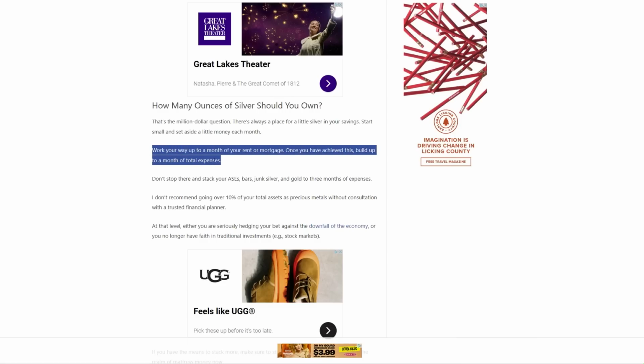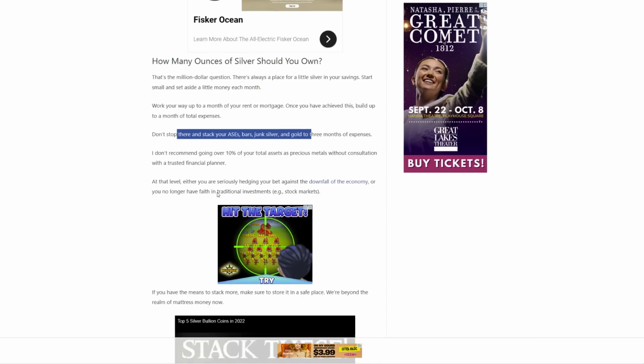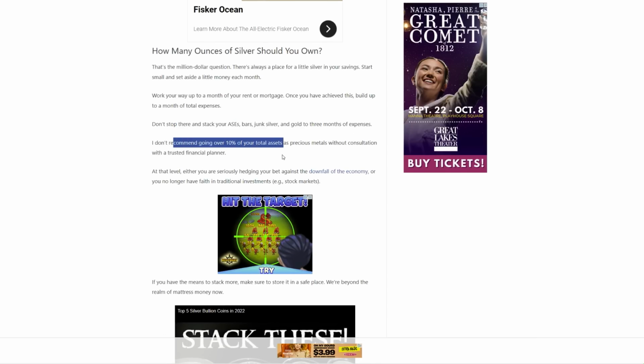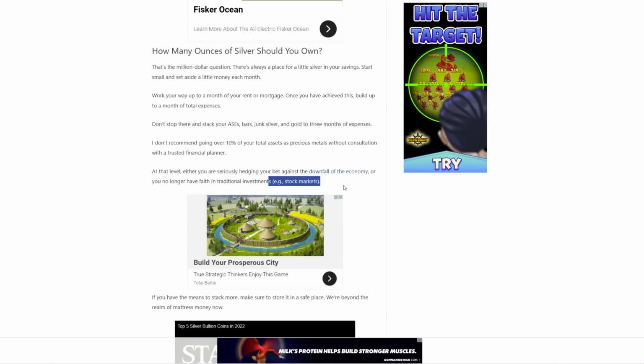So I like how they say work your way up: your rent or mortgage, to be able to afford 1 month and then go to 3 months. Don't stop there, and stack your ASCs, bars, junk silver, and gold to 3 months of expenses. I don't recommend going over 10% of your total assets as precious metals without consultation with a trusted financial planner. At that level, either you are seriously hedging your bet against the downfall of the economy, or you no longer have faith in traditional investments like stock markets. And that is true.